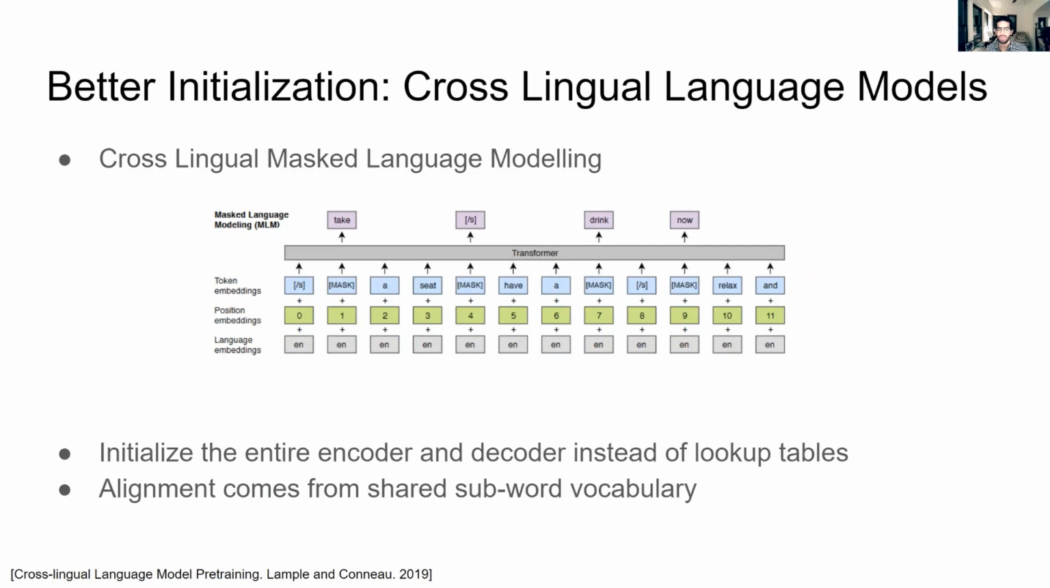After you have trained this model using the masked language objective on the monolingual corpora, you initialize both the encoder and the decoder of the model that we discussed before with these two trained models. And now the rest of the steps are exactly the same. You have denoising autoencoding, you have iterative back translation, and you train the model in the exact same way.